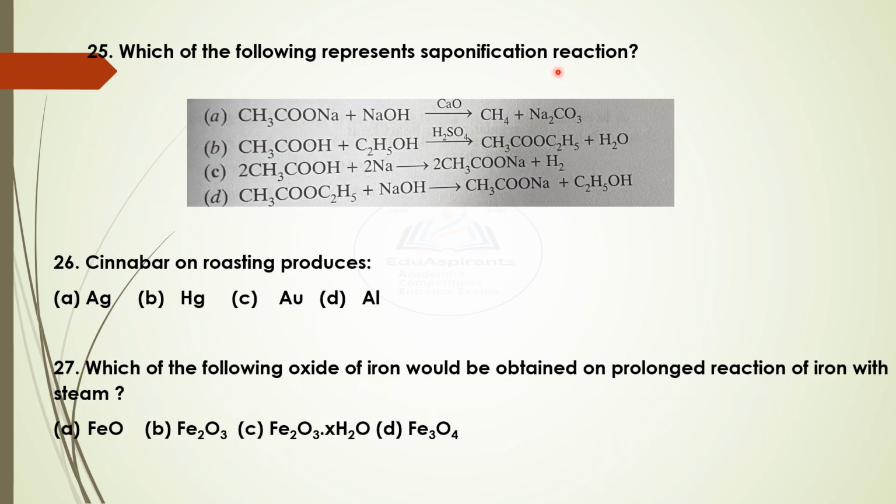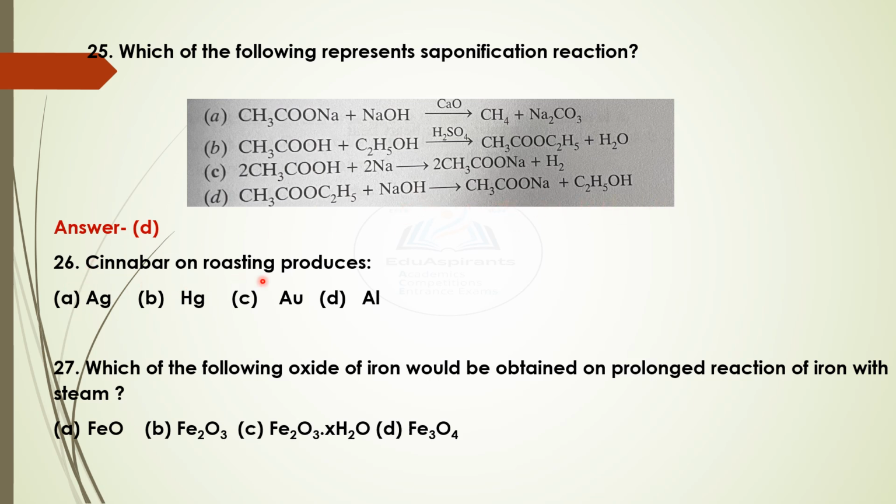25. Which of the following represents saponification reaction? Go through these reactions. Have you got the right choice? Yes, it is D, CH3COOC2H5 plus NaOH gives CH3COONa plus C2H5OH.